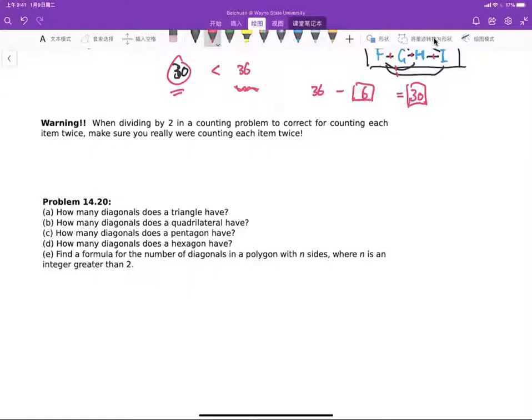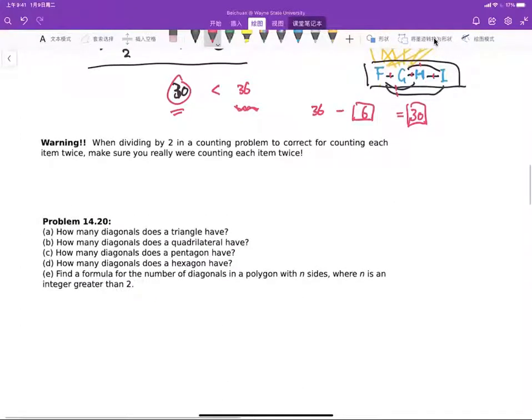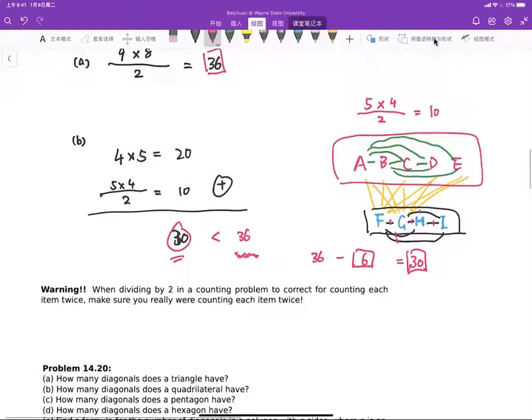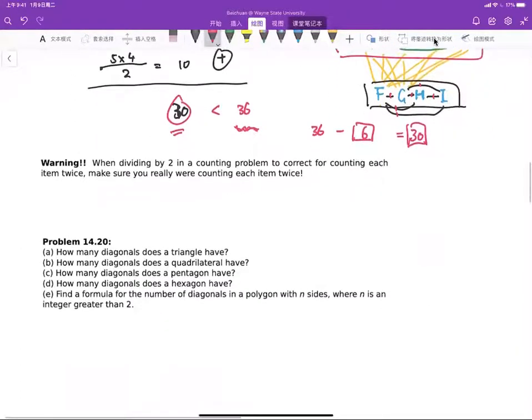So definitely, it's recommended to have a table or diagram before you start counting, because it will tell you exactly what happens. If you just imagine it in your brain, sometimes it's confusing, because sometimes you will miss something, and sometimes you count something more. So it's always recommended to have a diagram for a counting problem.